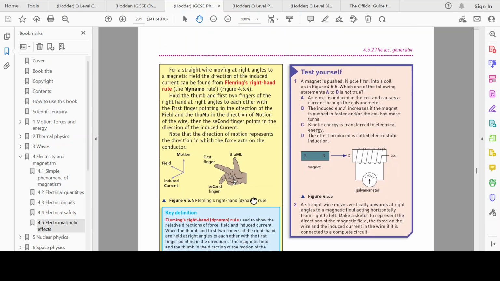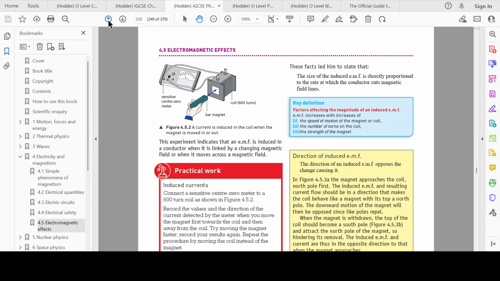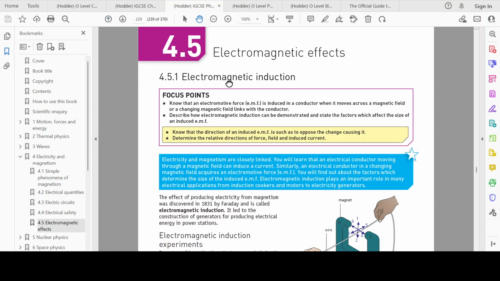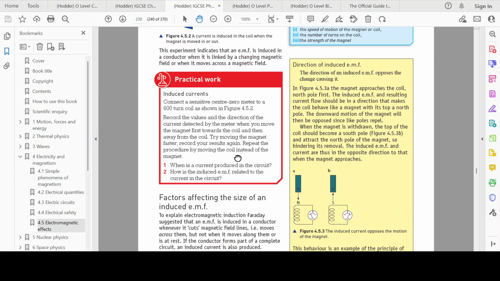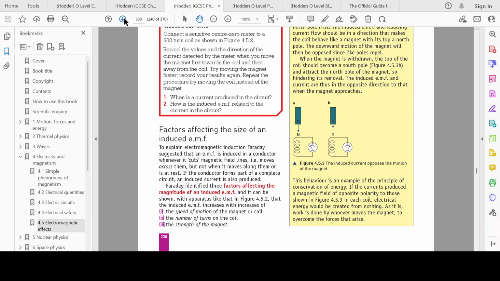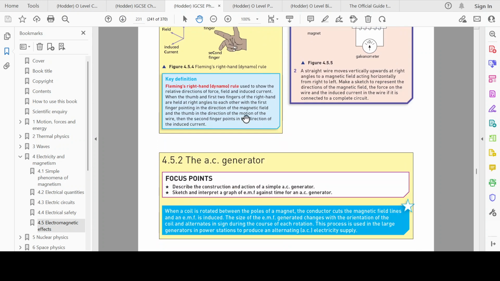Right, so we are doing the AC generator, as part of the electromagnetic effects chapter from unit 4. We talked about electromagnetic induction the last time and also Fleming's right-hand rule. So now we're going to move on and talk about the AC generator.